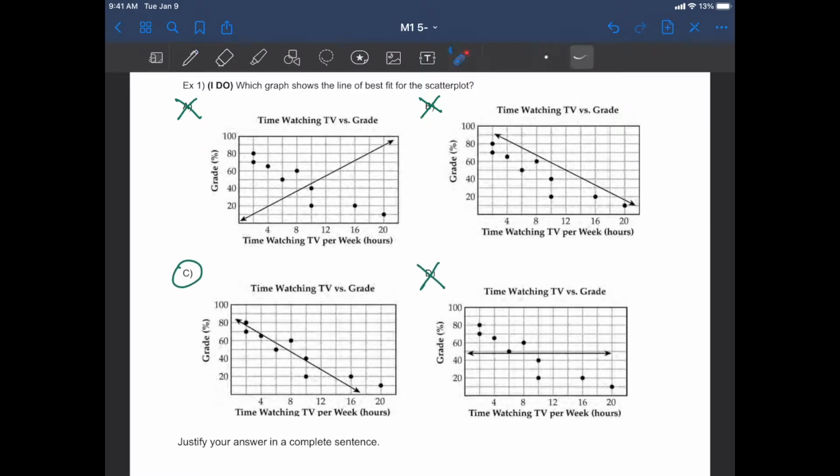and C is. Notice that this line does have a negative slope, and it gets as close as possible to all of the data points. Unlike this one, it's close to some data points, but it's not close to the ones that are further away. All right, so this is probably the best thing it could do. And so that's what a line of best fit looks like.